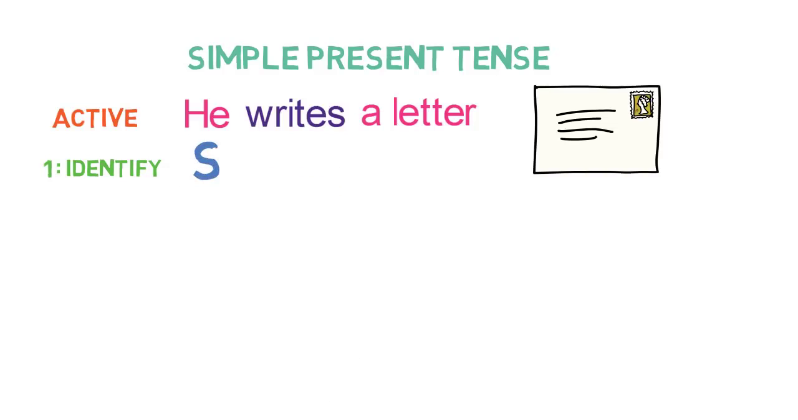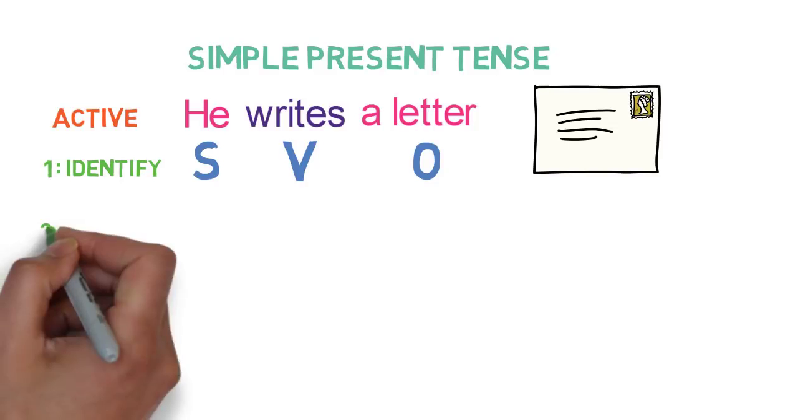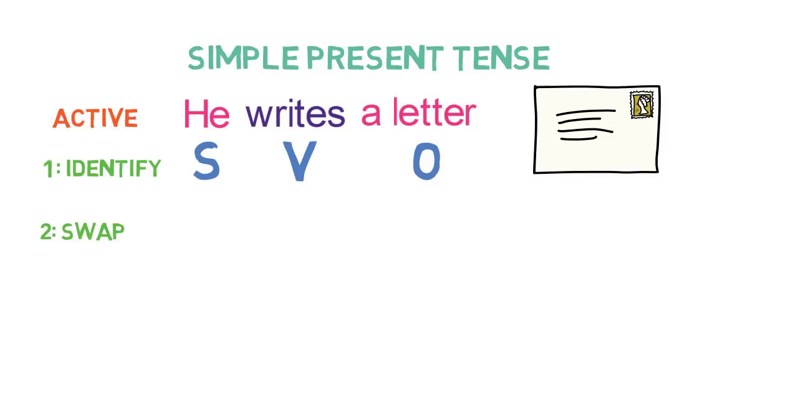What is the action performed? It's write. So, it's a verb. And on what is the action performed? It's the letter. So, it's an object. Now that we have identified the subject, object and verb, let's move to the next step. Second, swap. Now, we need to swap object to subject and subject to object.